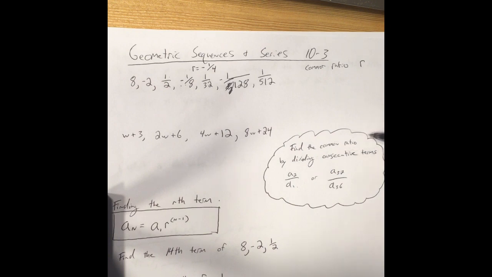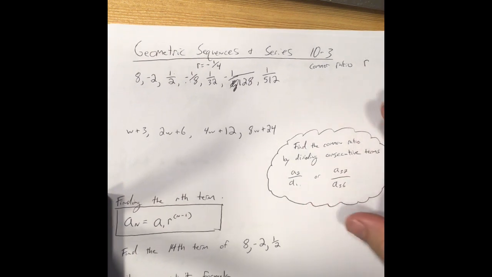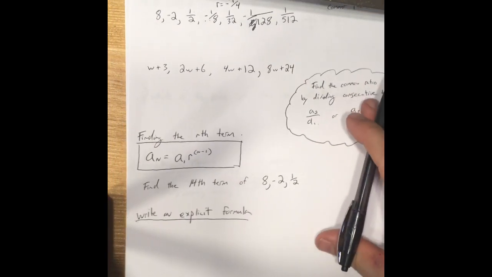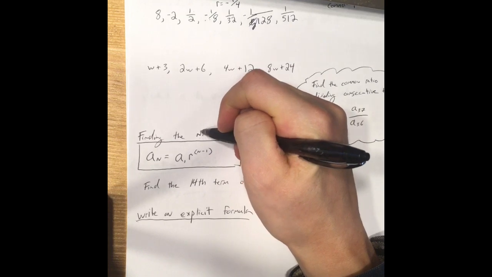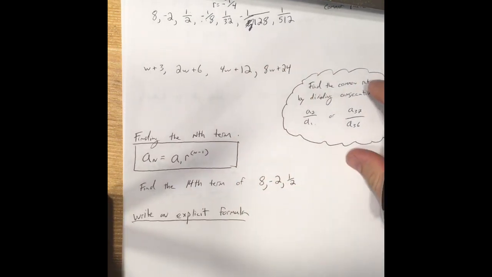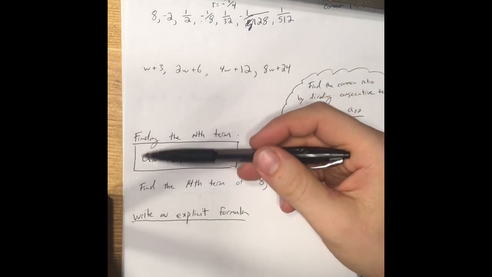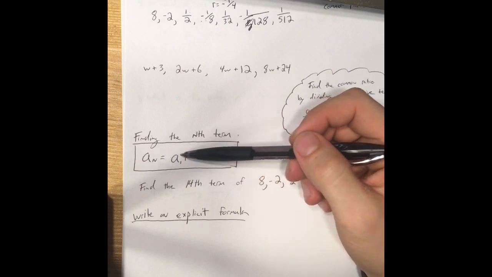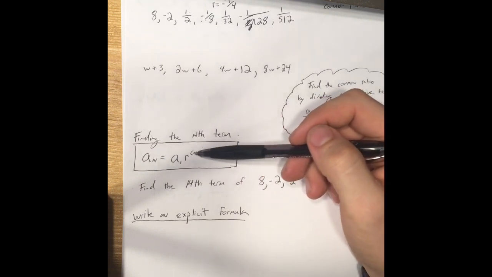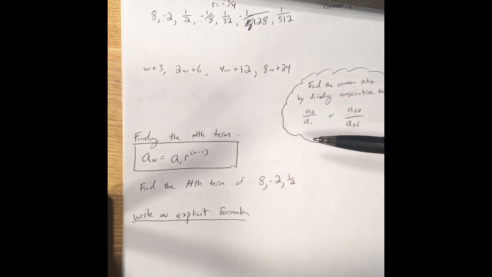I can always find the common ratio by dividing consecutive terms. So my second term over my first term, or the 37th term over the 36th term, or any two consecutive numbers, just put the latter one on top. We can also find any nth term. Finding the nth term: a sub n is equal to a sub 1 times the common ratio raised to the n minus 1 power.